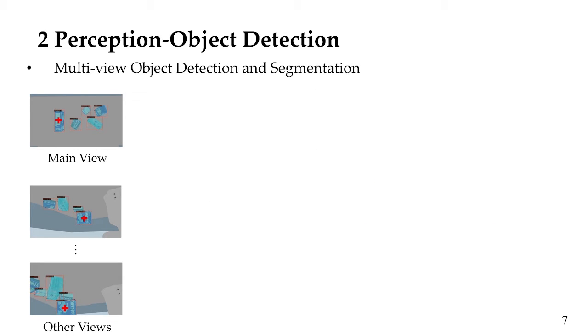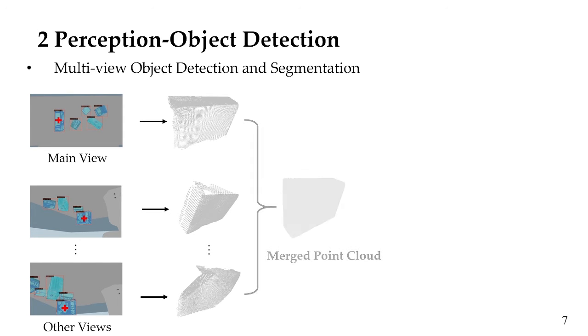To get the 3D bounding box of objects, the detection result from a single view is sometimes not enough, so we do multi-view object detection to refine the result of the main view. If the distances between point clouds in other views and the main view are less than a certain threshold, we combine the point clouds and the 3D bounding box will be more accurate.